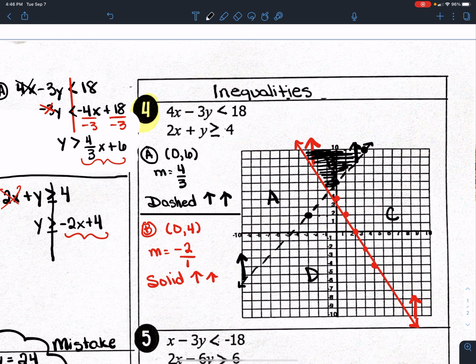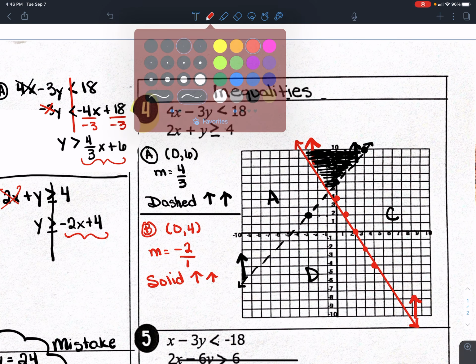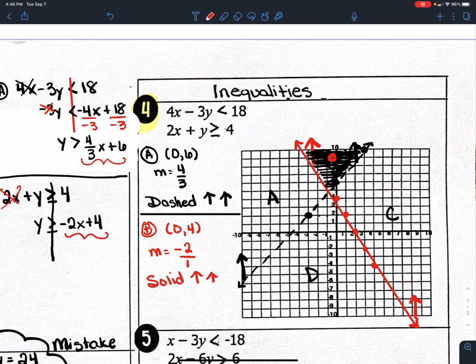Please remember that solutions can end in the shaded area here. So there can be a solution in here. There can be a solution anywhere on this solid line as long as it's touching that shaded area. And a solution will never be on the dotted line, or the dashed line.